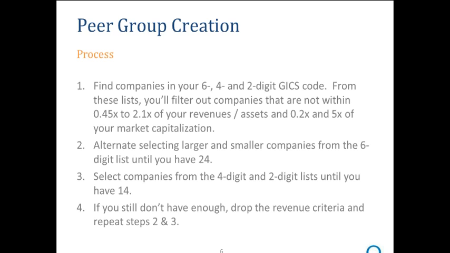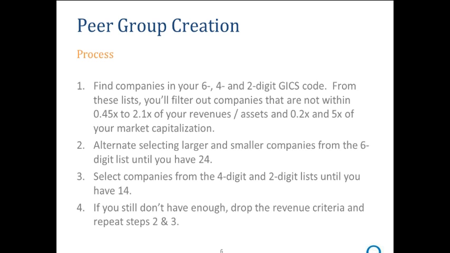And one of the biggest steps is if you still can't match off of revenue, keep all of the companies you've previously included, but remove the revenue criteria and just use the market cap list and start back with the 6-digit list, the 4-digit list, and the 2-digit list until you get 14 companies.